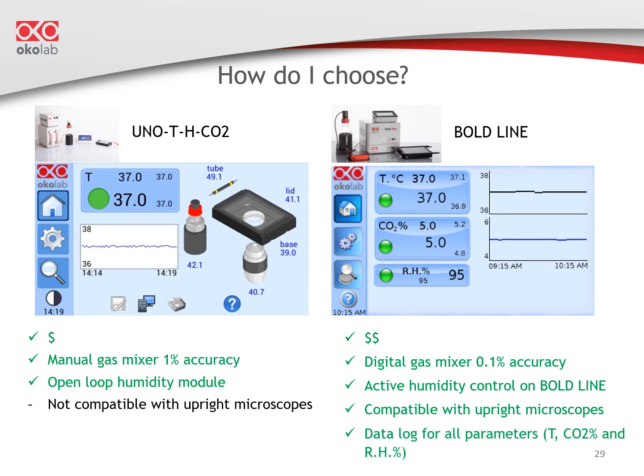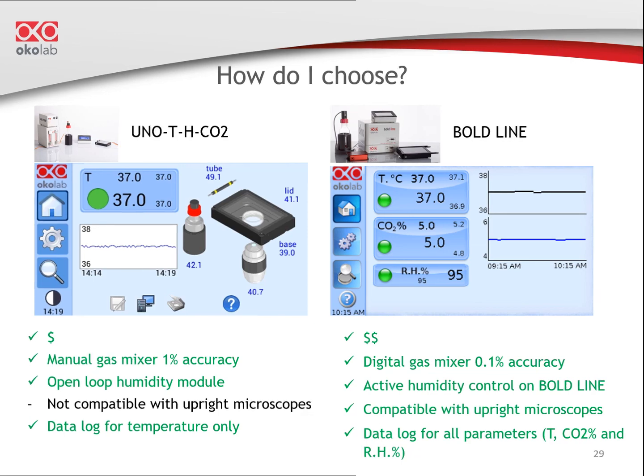Data logging is a feature that both have, but with Bold Line you're logging data for temperature, gas, and humidity. UNO allows you to log only temperature data, as that is the only digitized control. The gas mixer is manual and humidity is open loop.